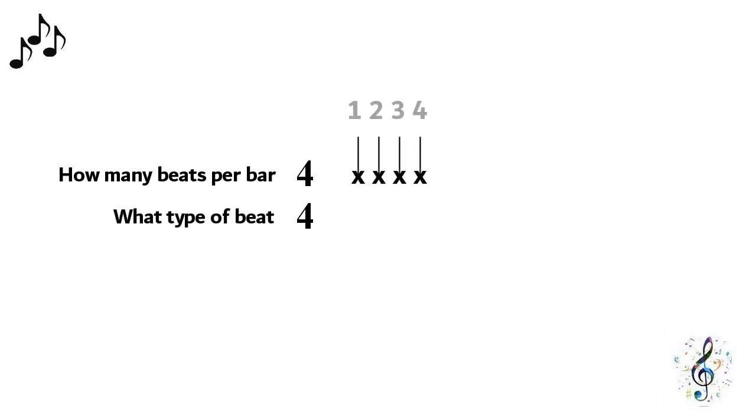Back to the time signature, the top number tells us there's 4 beats per bar. The bottom number tells us what type of beat. Now the 4 means it's a quarter beat. If you were to look at it like a fraction, change the top number to a 1 and the bottom number is the 4, you'd have 1 divided by 4, which is a quarter.